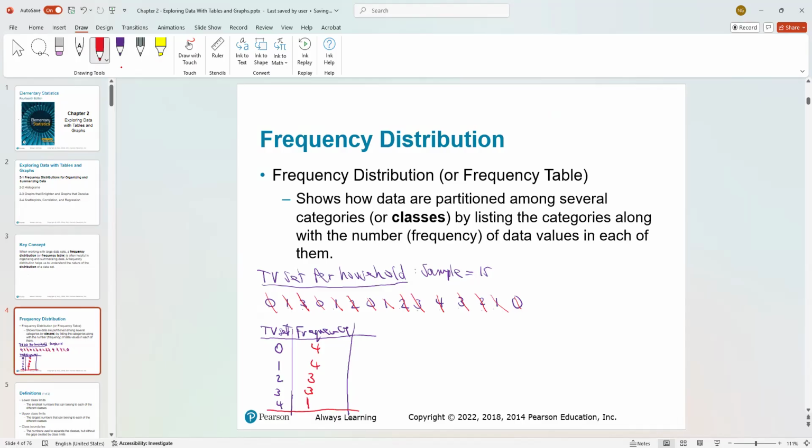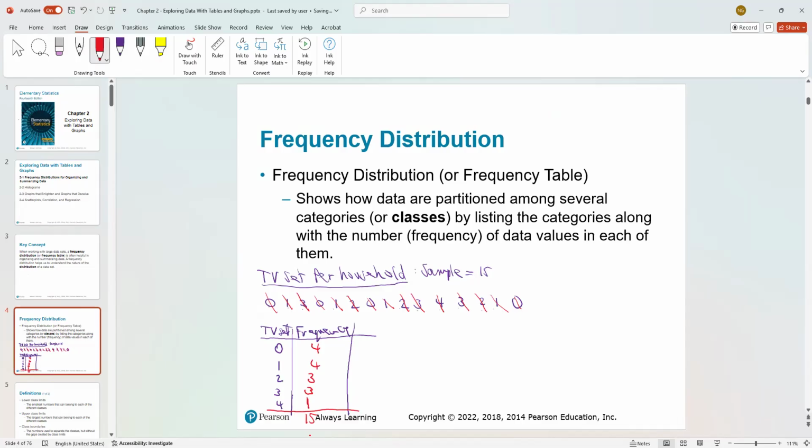You need to add them all up because you need that total if you want to compute the relative frequency. Now, 4 plus 4 is 8, plus 3 is 11, plus 3 is 14, plus 1 is 15. So this is the 15 households. That's what we call a frequency distribution table.